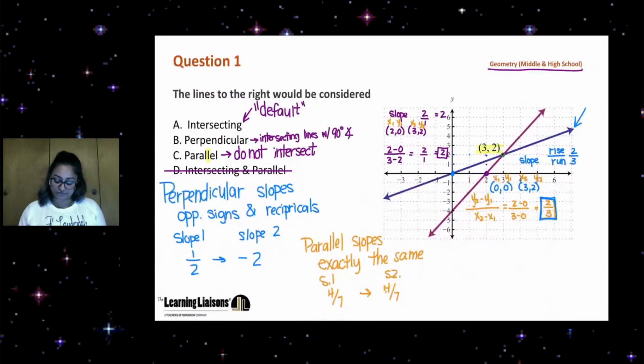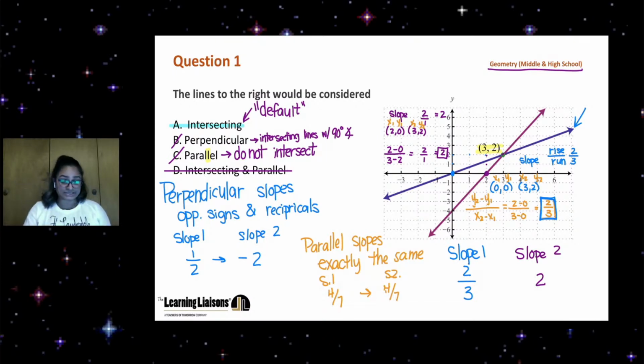And now we actually have to look at our two slopes to see what is going on. So slope 1 is 2/3, and slope 2 is 2. Well, they are definitely not the same, so we cannot say that they are parallel. And they're not opposite signs. One is not negative and one is not positive. So we can definitely not say that it is perpendicular. So the only one that we are left with to say that it must be is intersecting. So our winner chicken dinner here is A, intersecting.